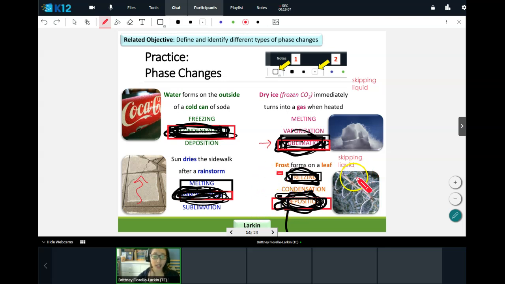And frost forming on a leaf, we talked about this one, also skips the liquid phase but in reverse. So this one should actually be deposition. It is not freezing. Freezing would be going from a liquid to a solid. Here though, we're actually going from the gas in the atmosphere straight to a solid. Go ahead and give me a smiley face or an emoji or a yes in the chat if that makes sense. The correction down here for this one. If we skip the liquid phase, it's not freezing, it's actually deposition.